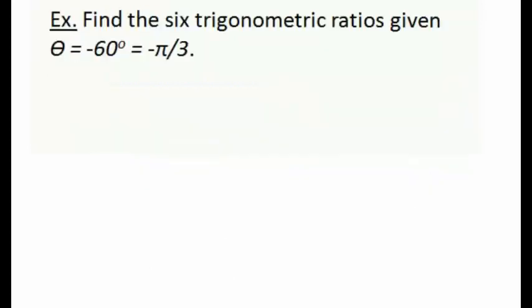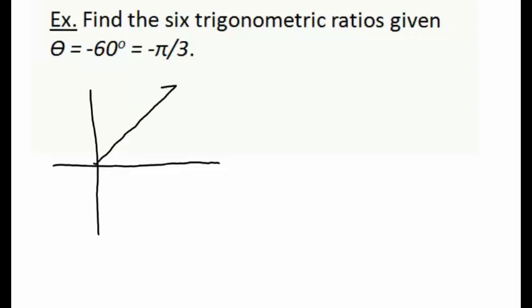Let's use what we've learned on the previous two slides to find the 6 trigonometric ratios given an angle of theta equals negative pi by 3 radians. I'm going to begin here by drawing the right-hand side of our xy plane. And I'm going to put in two different angles. I'm going to put in the angle of positive 60 degrees, as well as the angle of negative 60 degrees.